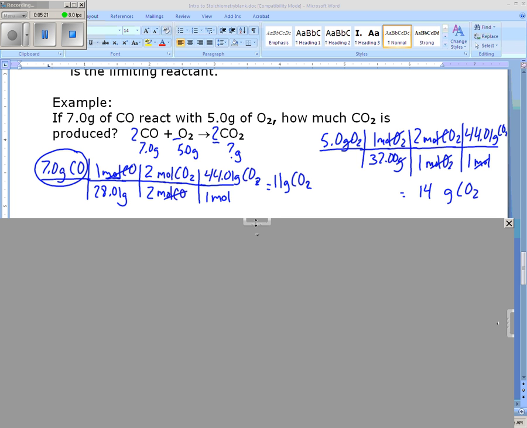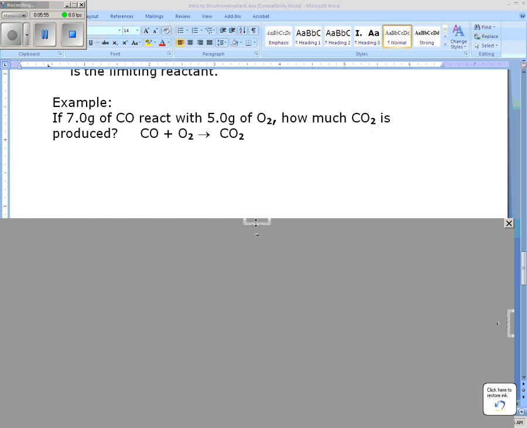Okay, now, don't leave your problem like this. The question asks how much CO2 is produced. That is going to be the least amount. And 11 is smaller than 14, so this is how much CO2 is produced to answer the question. And the reactant that produced it is CO. So limiting reactant, LR, equals CO. Okay, so that's how you're going to find your limiting reactant.